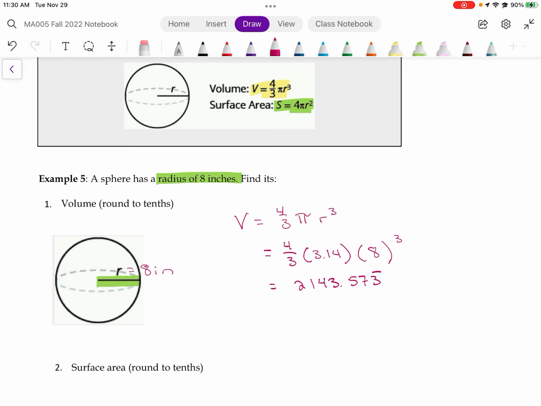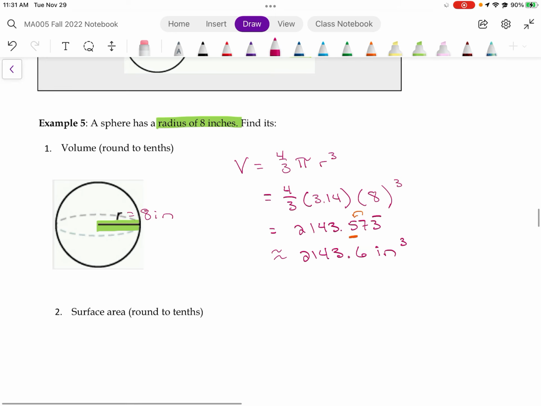2,143.573 repeating. So now it says to round to the tenths. So this rounds to the tenths are right here. So what is the 7 going to do to that? And we get 2143.6. And that is going to be inches, and its volume, so they are cubed.